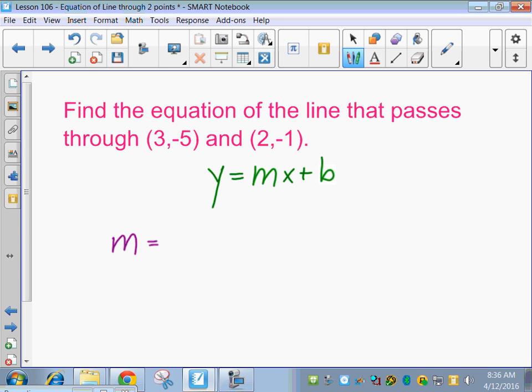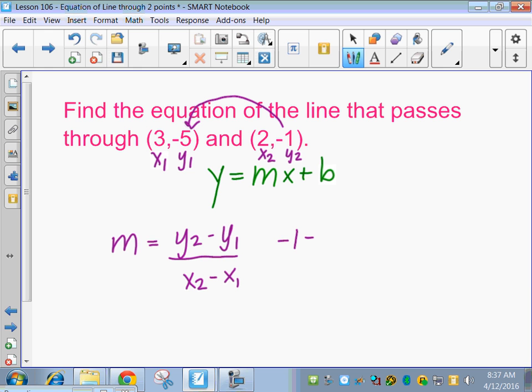And so the m is always equal to y2 minus y1 over x2 minus x1, which we've done a bunch, right? So if you want to label your points, you can. This would be x1, y1, and this would be x2, y2. Okay. So when we do the slope, we're going to do negative 1 minus negative 5 on the top. Be careful of all the negative signs, right? We're subtracting a negative 5.